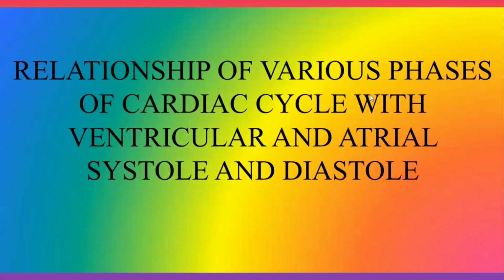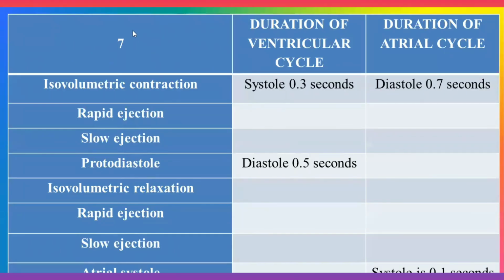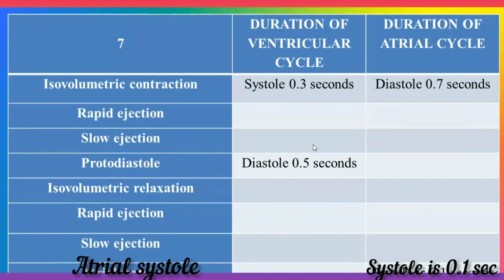Coming to the relationship of various phases of the cardiac cycle with ventricular and atrial systole and diastole, totally there are 7 phases. We have divided it into two: the duration of the ventricular cycle and the duration of the atrial cycle. Ventricular systole is about 0.3 seconds and ventricular diastole is about 0.5 seconds. Atrial diastole is about 0.7 seconds and atrial systole is 0.1 seconds. Just have a look at these phases.